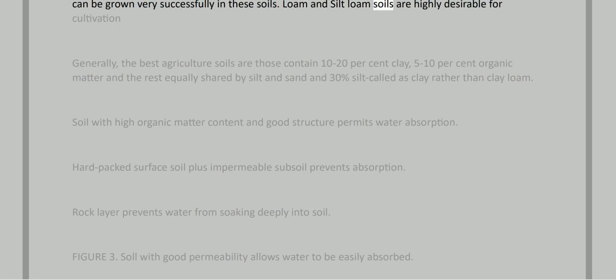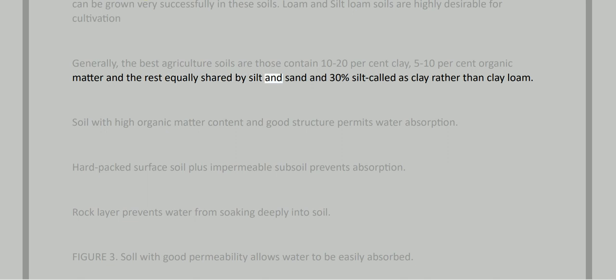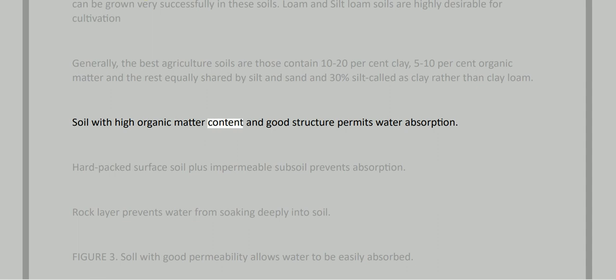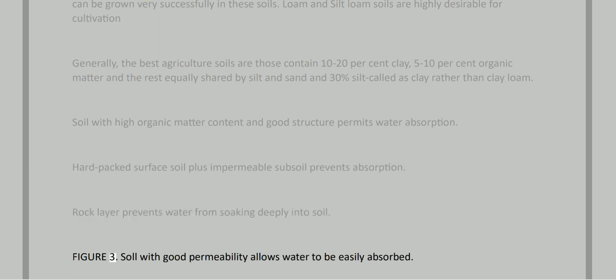Loam and silt loam soils are highly desirable for cultivation generally. The best agricultural soils contain 10 to 20% clay, 5 to 10% organic matter, and the rest equally shared by silt and sand. Soil with high organic matter content and good structure permits water absorption. Hard-packed surface soil plus impermeable subsoil prevents absorption. A rock layer prevents water from soaking deeply into the soil. Figure 3. Soil with good permeability allows water to be easily absorbed.